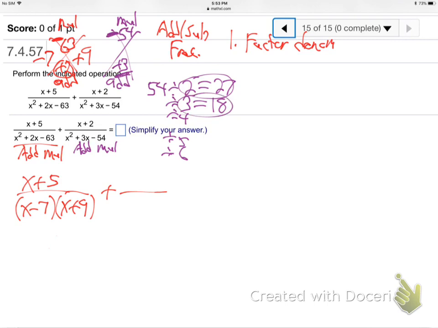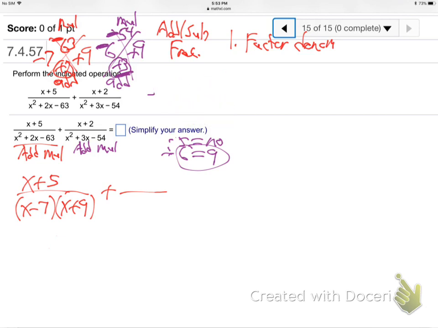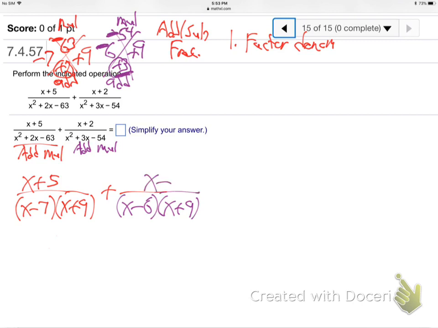Can 3 and 18 make the 3 on the bottom? No way. Divided by 4, it's a decimal. Divided by 5, it's a decimal. Divided by 6, it's 9. There it is. 6 and 9 can make the 3. Sign on the bottom goes on the bigger: plus 9 minus 6 makes plus 3, and they multiply to be negative 54. So that's the factorization on that one. It is x minus 6, x plus 9. Okay, so that's all of step 1.